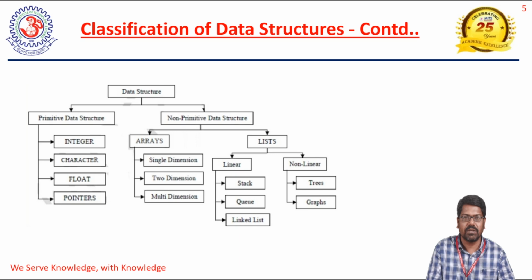Now the important point is that a linked list falls under the linear category, but its items are arranged in a non-sequential fashion. All of you remember this point: a linked list falls under the category of linear, but actually its items are connected in a non-linear fashion. Now this is the classification of the different data structures.